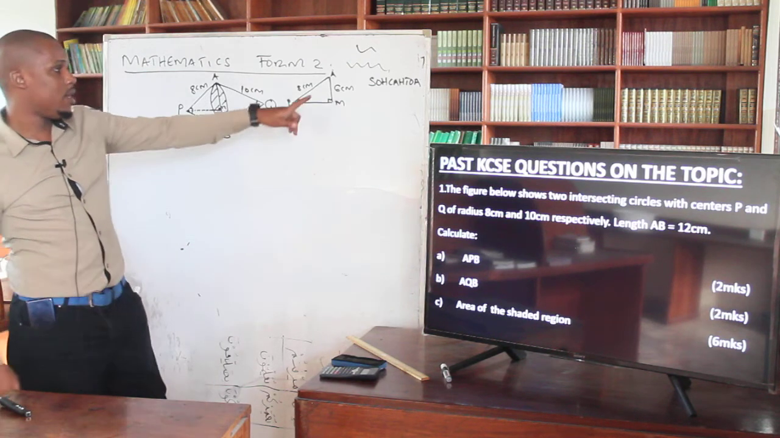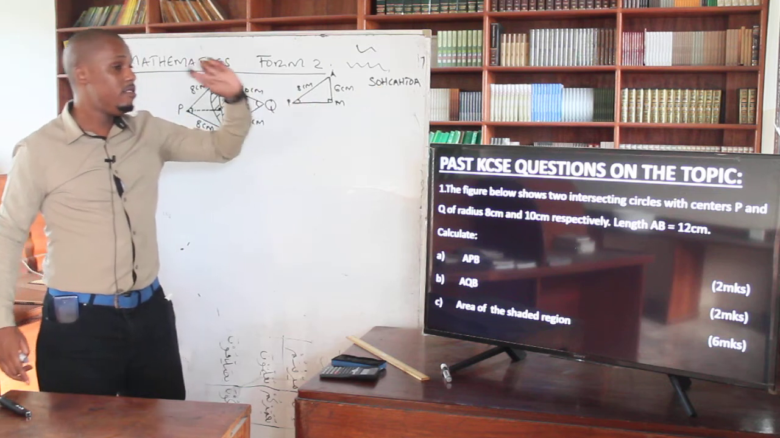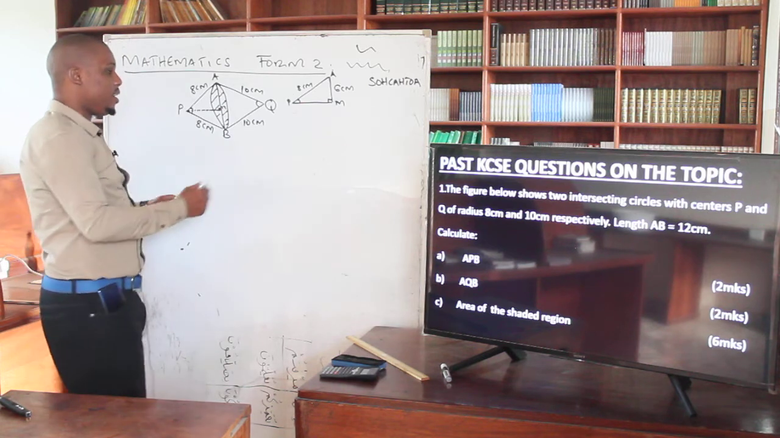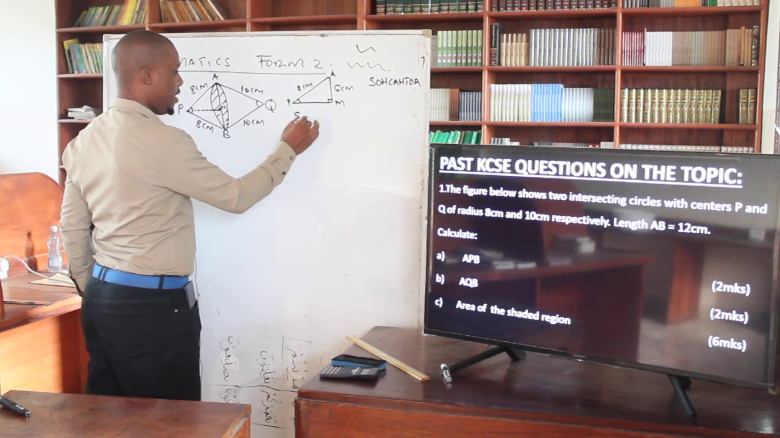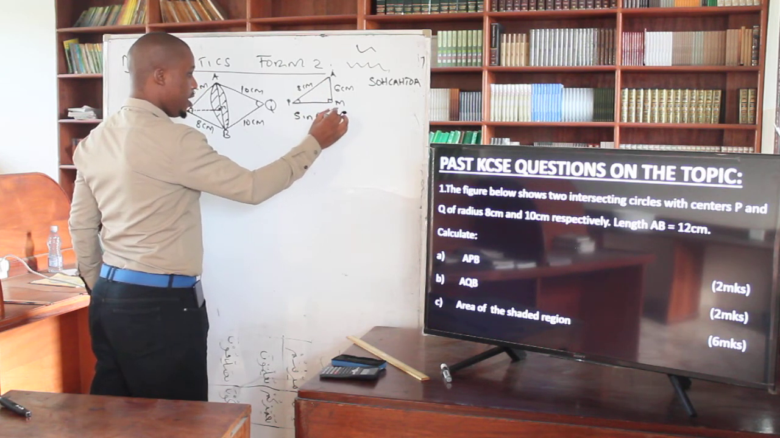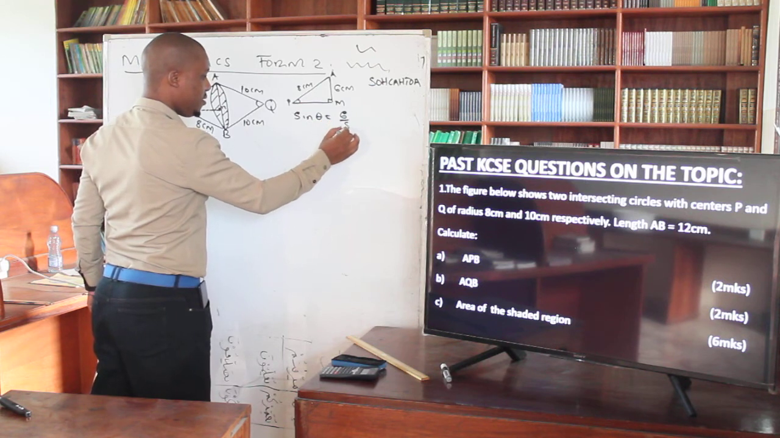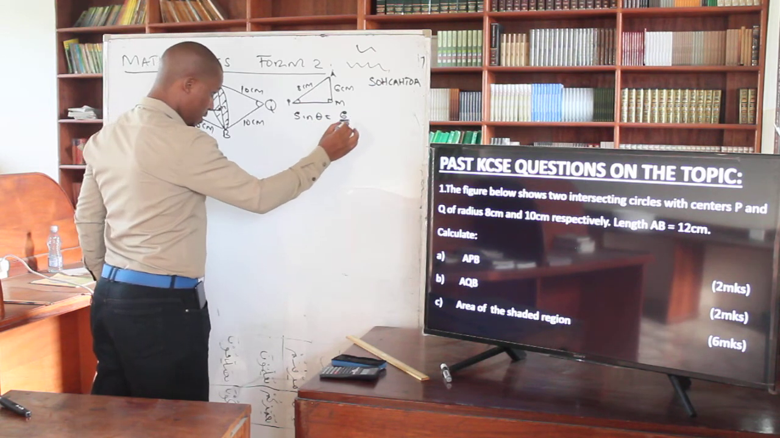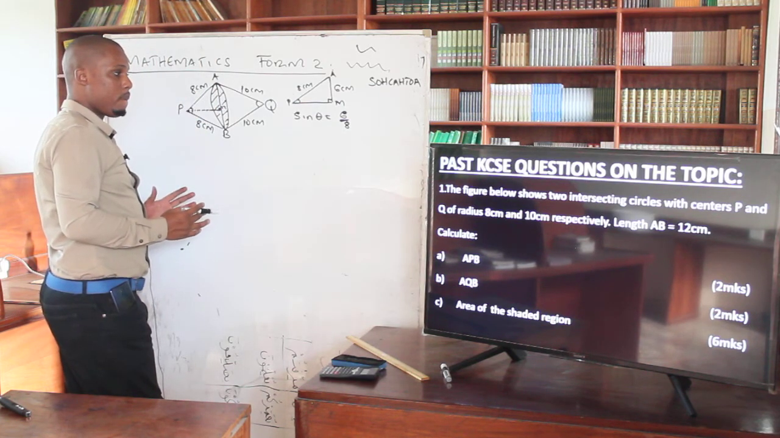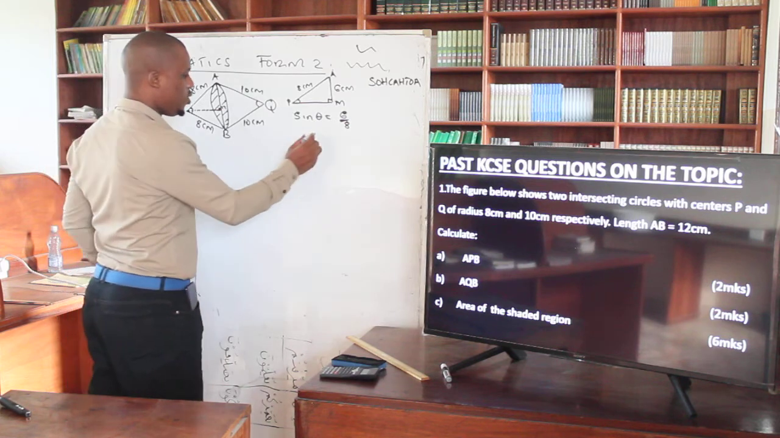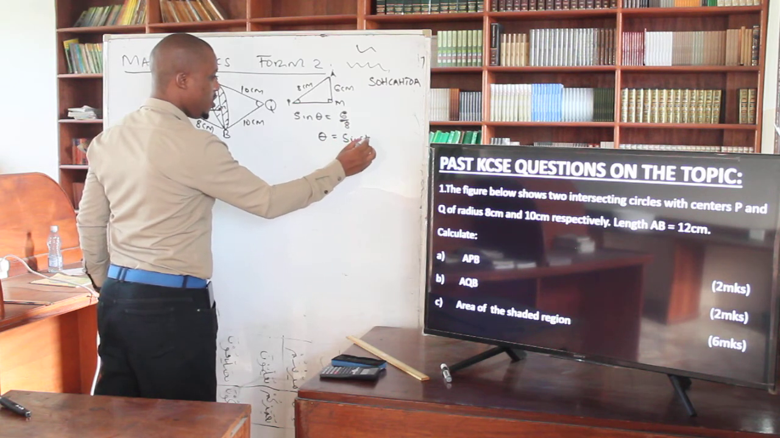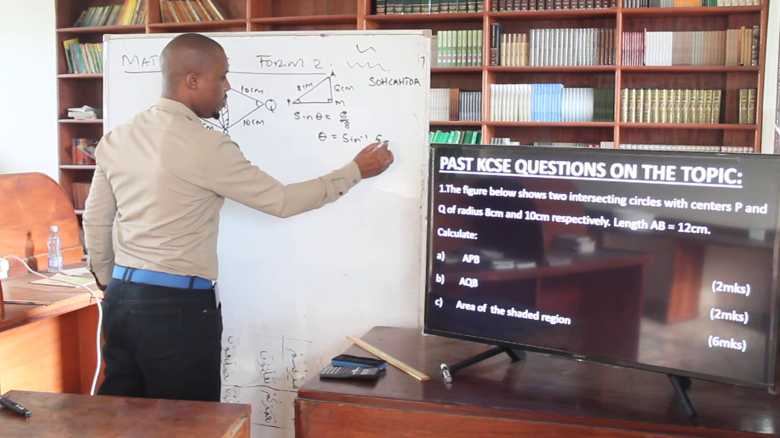So if you come here, you can see when you have the opposite and you have the hypotenuse, the best trigonometric ratio to apply is the sine. So we say our sine theta is going to be given by opposite over hypotenuse. What is the opposite? Opposite is 6, over hypotenuse, which is 8. Remember, we don't want sine theta, but we need the theta. So theta is going to be given by the sine inverse of 6 over 8, which is going to give us what?